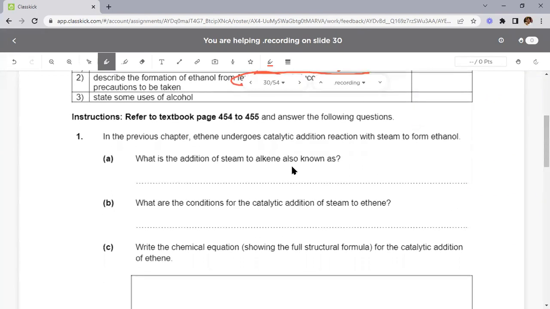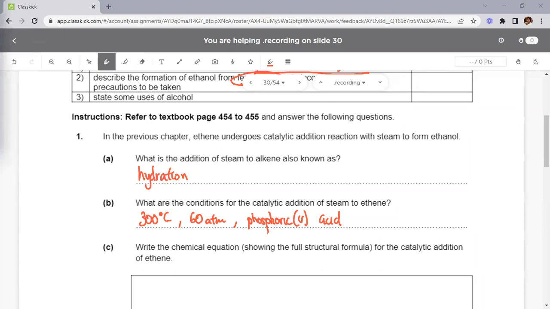So let's start. In the previous chapter, ethene undergoes a catalytic addition reaction with steam to form ethanol. What's the addition of steam also known as? This is known as hydration, because it's the addition of steam, which is water. What are the conditions? 300 degrees Celsius, 60 atm, and we're going to use phosphoric 5 acid as the catalyst.